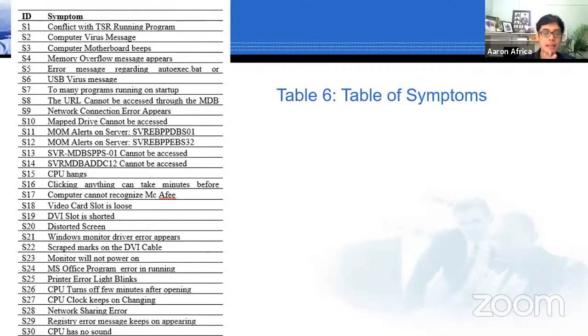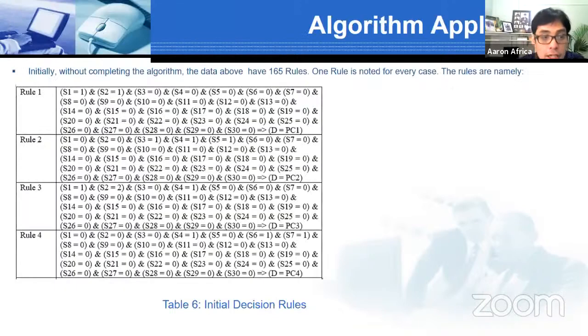Now, table 6 shows the table of symptoms. Basically, we have 30 symptoms. These are the samples: complete TSR, computer virus message, in symptom 6 USB virus message, etc. Initially, without applying the algorithm, the above data has 165 rules, one rule for every case. The rules are in table 6, which shows the initial decision rules.